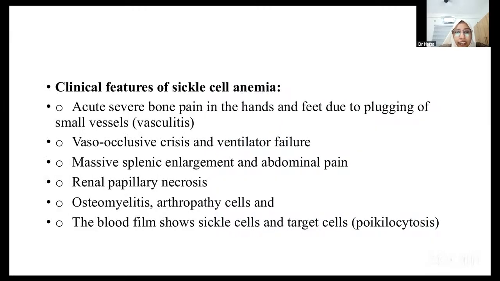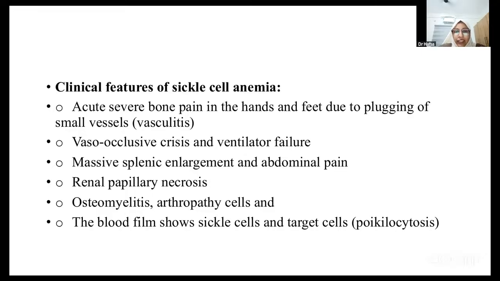When we go into the clinical explanation, just look at this. These are the features of sickle cell anemia. Repeated questions come from sickle cell anemia, and here the question fits into these findings. Look here: bone pain in hands and feet due to plugging of vessels, the vaso-occlusion that happens in sickle cell anemia. Then abdominal enlargement and abdominal pain, then osteomyelitis, then arthropathy, then blood film shows poikilocytes. So the entire question fits into the clinical features of sickle cell anemia.